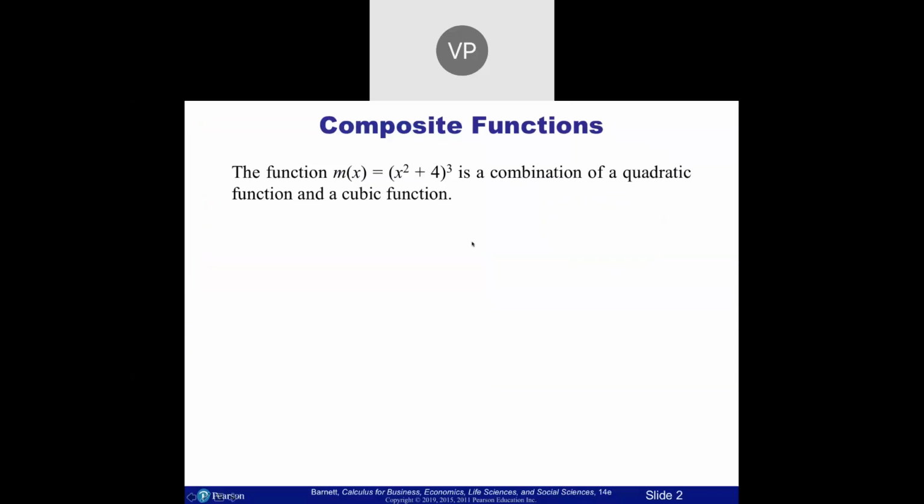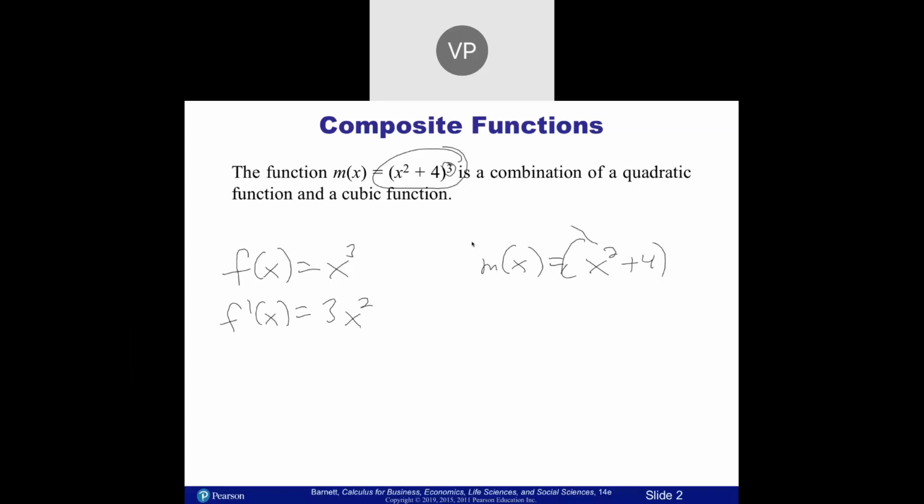First example here, they call it a combination of a quadratic function and a cubic function. The idea of this function is, as you see here, it's something being cubed. That's the key part. But the difference is, instead of it being something like this, and we know how to find this derivative of x cubed, we get a 3x squared. Well, in this case, we have something inside the base. It's not just a plain base of x.